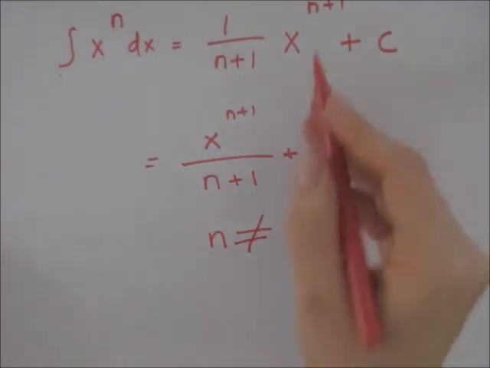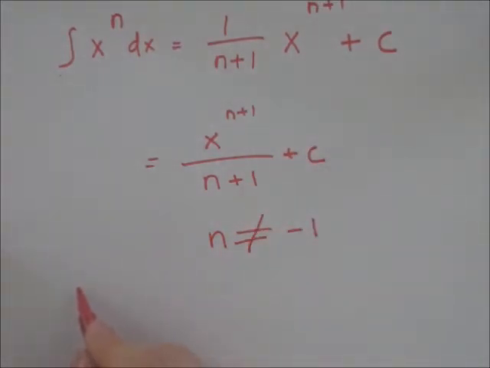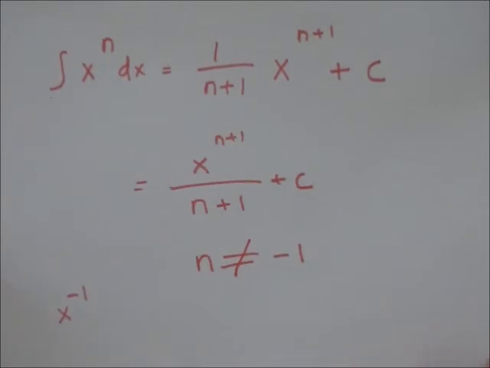So we can take a look at this. If we have x to the -1, this formula will not work. So for n equals -1, it's not going to work because this is equal to 1 over x. So this formula will not work for 1 over x. Okay?